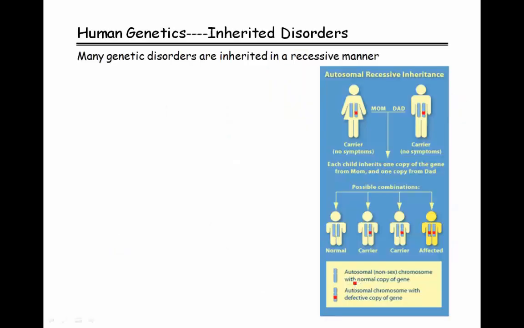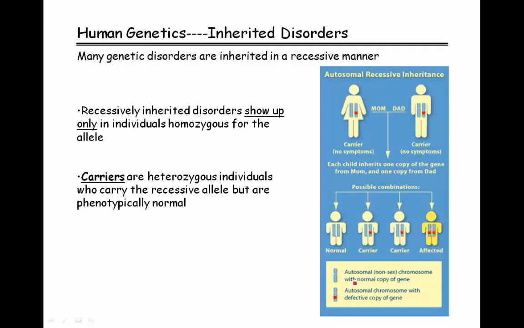Now, one reason that pedigrees are drawn quite often is when we're dealing with genetic disorders. So many genetic disorders are inherited in a recessive manner. So if we're talking about something that's inherited in a recessive manner, what that means is that having the disorder is the recessive phenotype. So recessively inherited disorders show up only in individuals that are homozygous for the allele. So this would be someone that is like a little a.